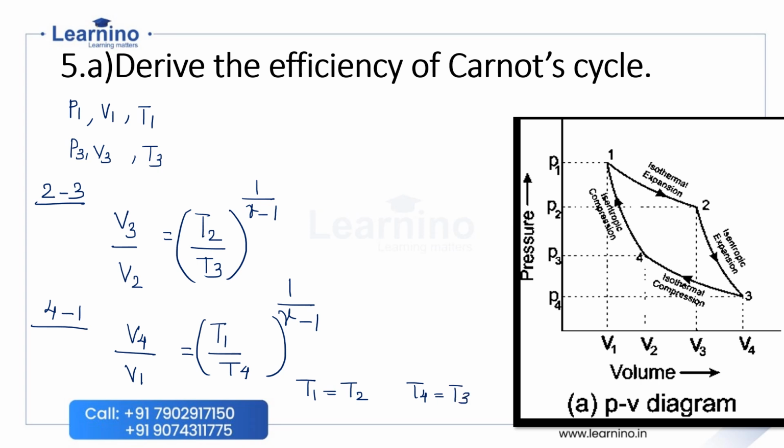And we can rewrite the equation, that is V4 by V1 can be written as T1, and T1 is equal to T2. So we can write this as T2 by T3 the whole raised to 1 by gamma minus 1. So V4 by V1 can be written as V3 by V2. So we can say that adiabatic expansion ratio is equal to adiabatic compression ratio.